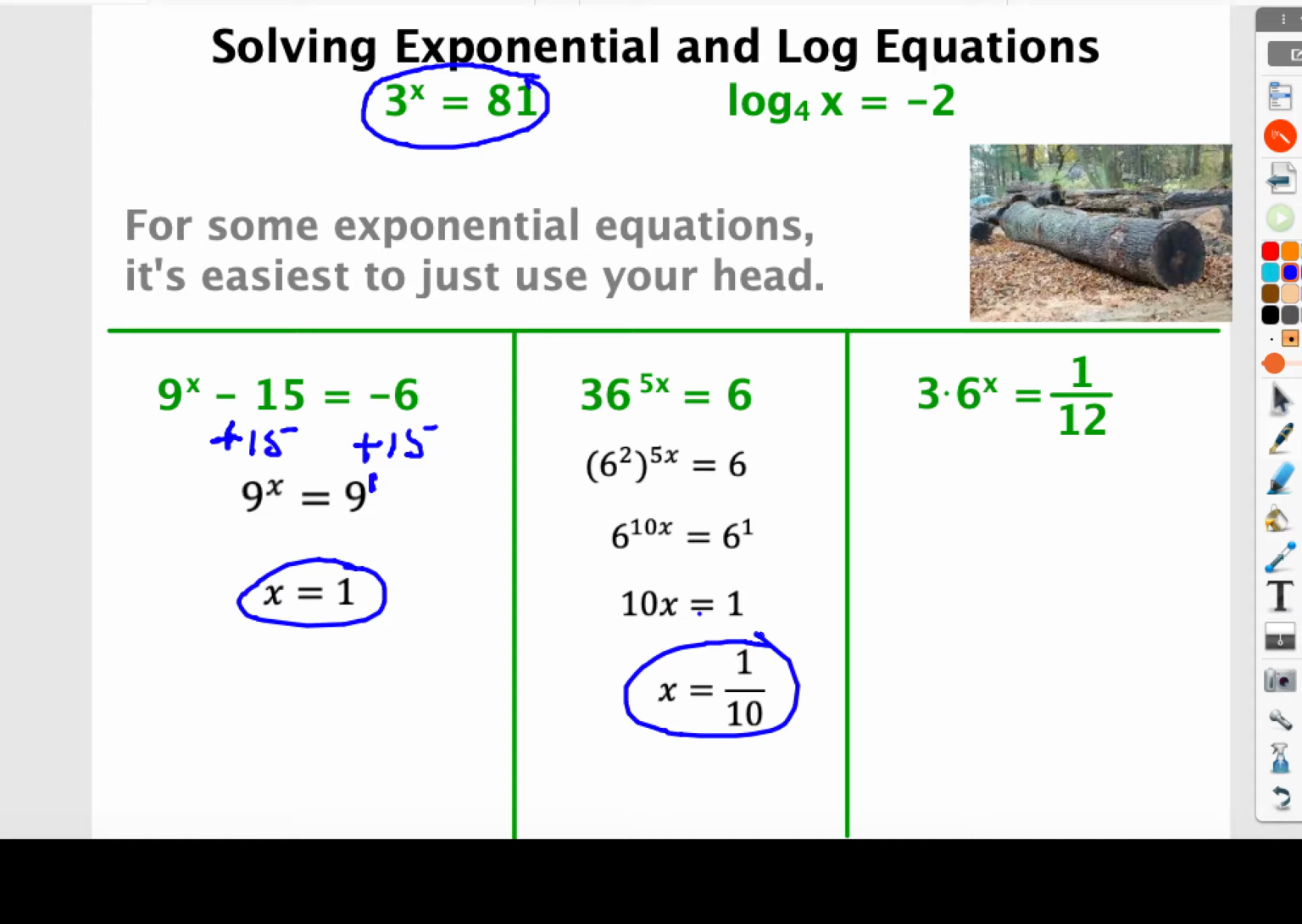And the same thing goes on the right. To get rid of that 3, we're going to divide by 3, or basically multiply by 1/3 on both sides, which makes that 1/36. Again, 36 would be 6 squared, so 1 over 36 is really 6 to the -2. And if they're both base 6, then x must equal -2. And you can plug that -2 back in, check your answer, and make sure it works.